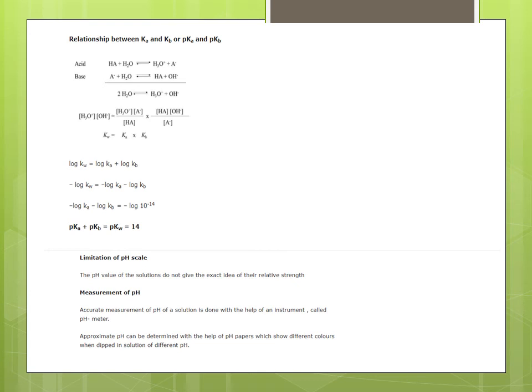Now the relationship between Ka, Kb or pKa and pKb. Now for the acid, it is HA plus water, it gives H₃O⁺ and A⁻. For base, it is A⁻ plus water, then it gives HA plus OH⁻. And by summing these two equations, it will be again the same as autoprotolysis of water, that is 2 water molecules give H₃O⁺ and OH⁻. Now Kw will come out to be Ka into Kb.